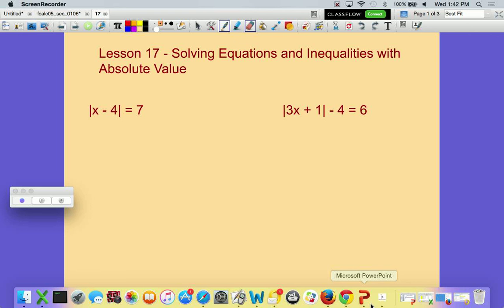Alright, today lesson 17 is solving equations and inequalities with absolute values. Alright, so we've got this equation, absolute value of x minus 4 equals 7. Now remember, absolute value stands for the distance from 0.